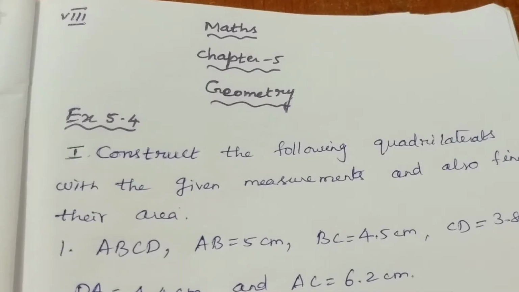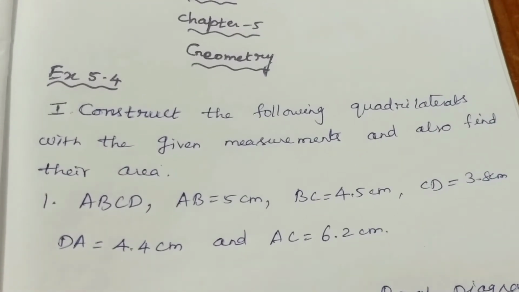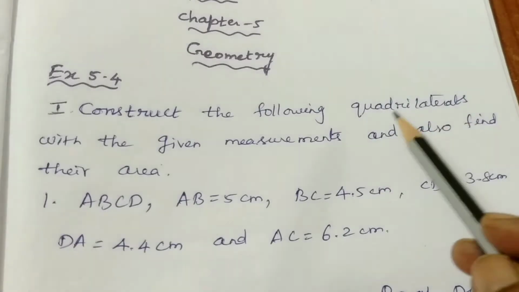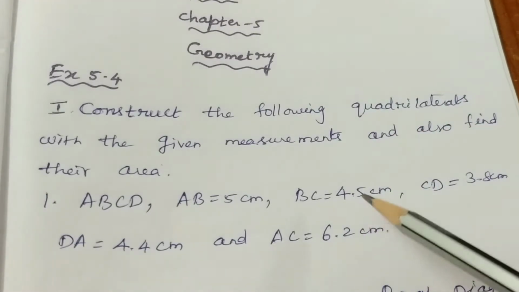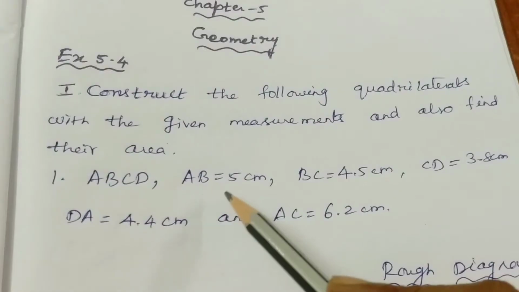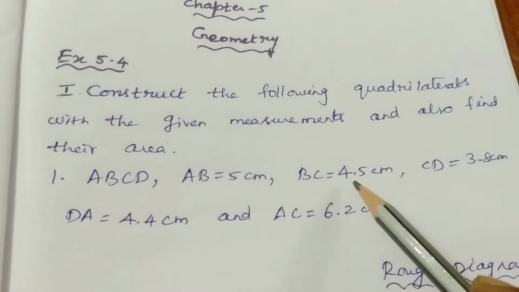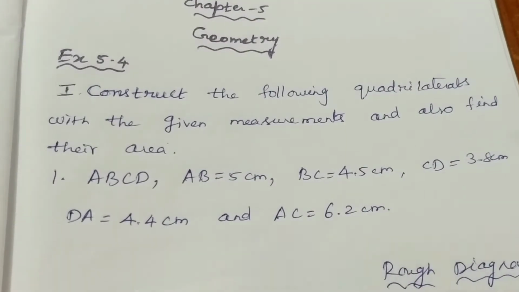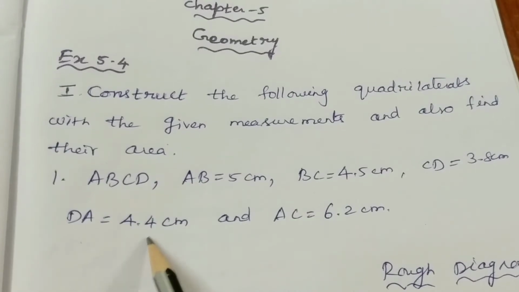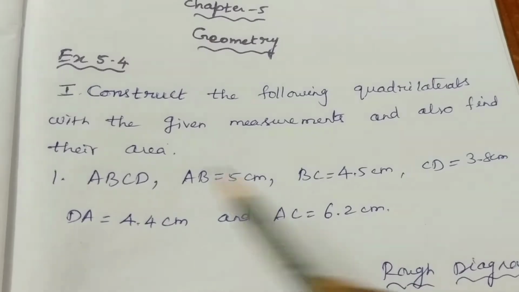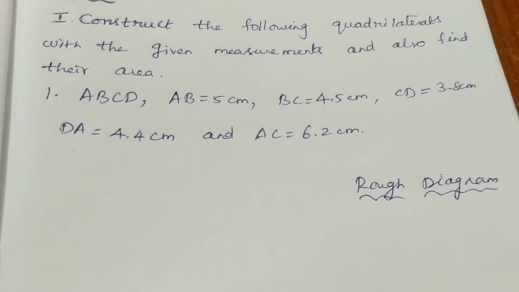In this first Roman letter, we have to construct a quadrilateral with the following measurements. ABCD, AB equal to 5 centimeter, BC equal to 4.5 centimeter, CD equal to 3.8 centimeter, DA equal to 4.4 centimeter and AC equal to 6.2 centimeter. We have been given 5 measurements. So now we have to draw a quadrilateral.